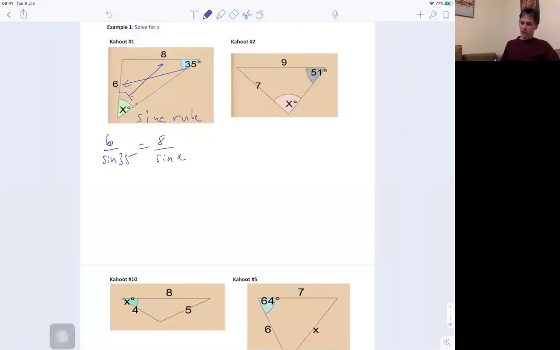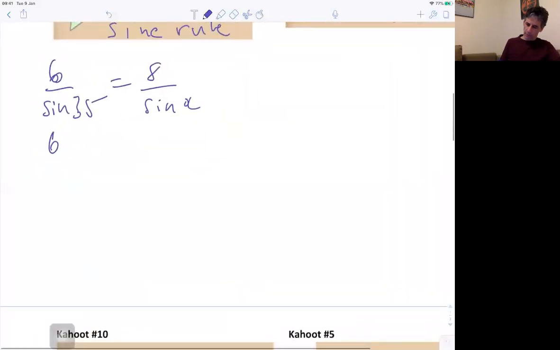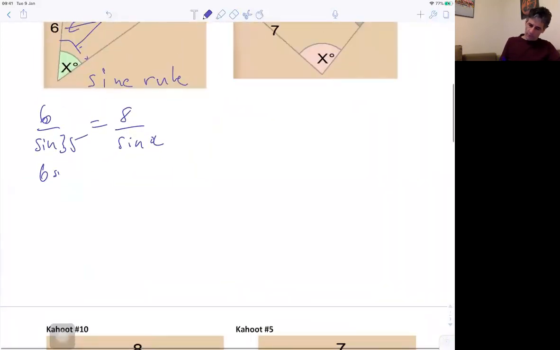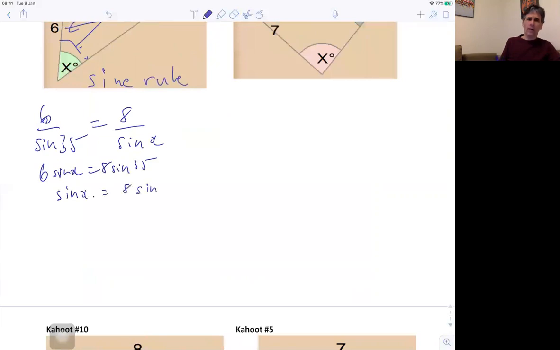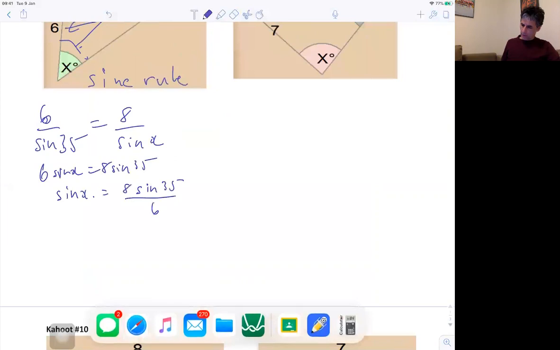And then from here, we can solve for sine x. If we cross multiply, you'll get, let me make this a bit bigger here, you'll get 6 sine x is 8 sine 35. So if we keep working on that, we'll get sine x is 8 sine 35 divided by 6.